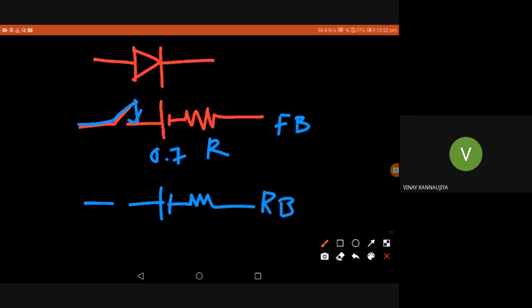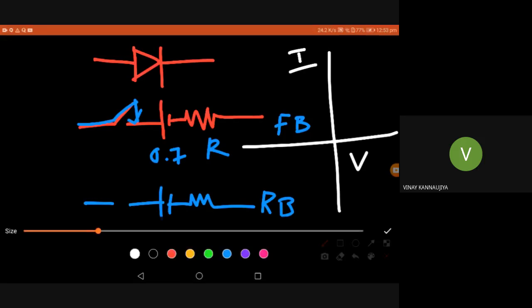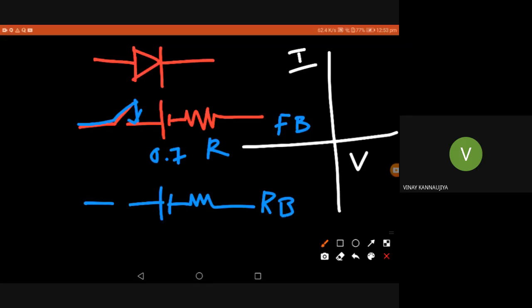So how will the graph look? It's a graph of I versus V, and it looks something like this. It is slanting, there is some slope here because of the resistance. This graph is definitely non-linear, because it is not a straight line. There are two parts, one is this line, another is this line. So first of all, this is non-linear.